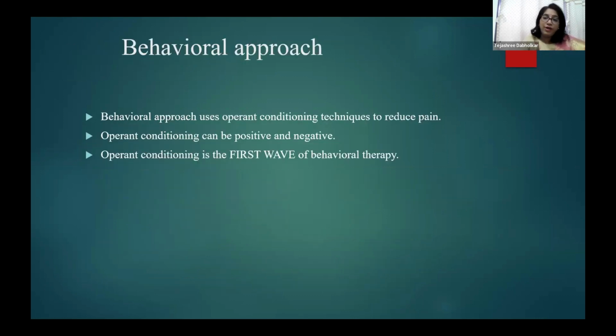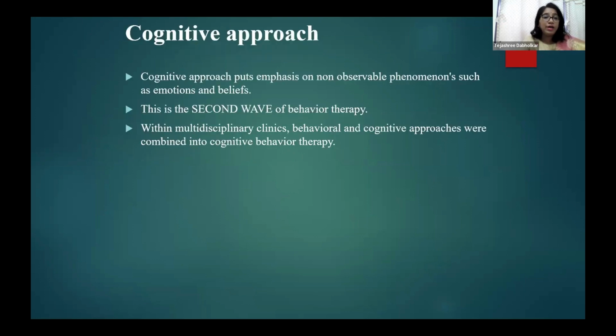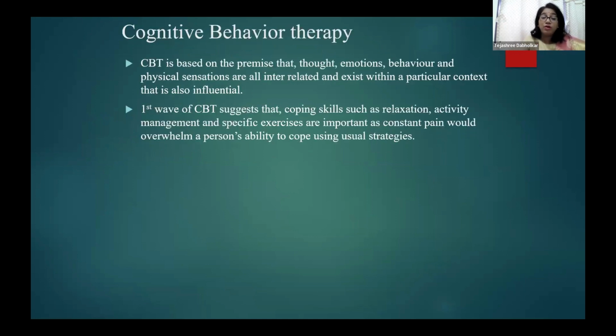Now, how can we deal with this? There is a behavioral approach which was always in our text, which is, everybody knows about operant conditioning. It can be positive or negative, but it is the first wave of behavioral therapy. Then came the cognitive approach, which was the second wave. And then came, very important, cognitive behavioral therapy.